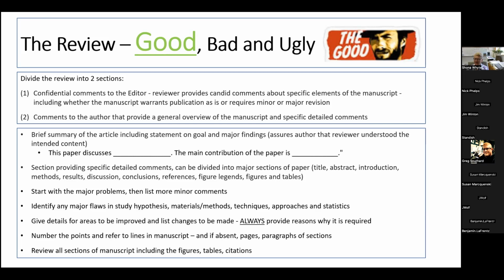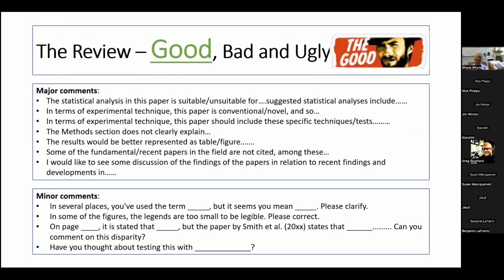You should identify any flaws in any of the areas: the hypothesis, materials and methods, techniques, results, statistics. You give details for the areas to be improved and list changes to be made, and you should always provide reasons why it is required, because that gives direction to the author on how to make the changes, what you're actually looking for, and you should review all the sections.